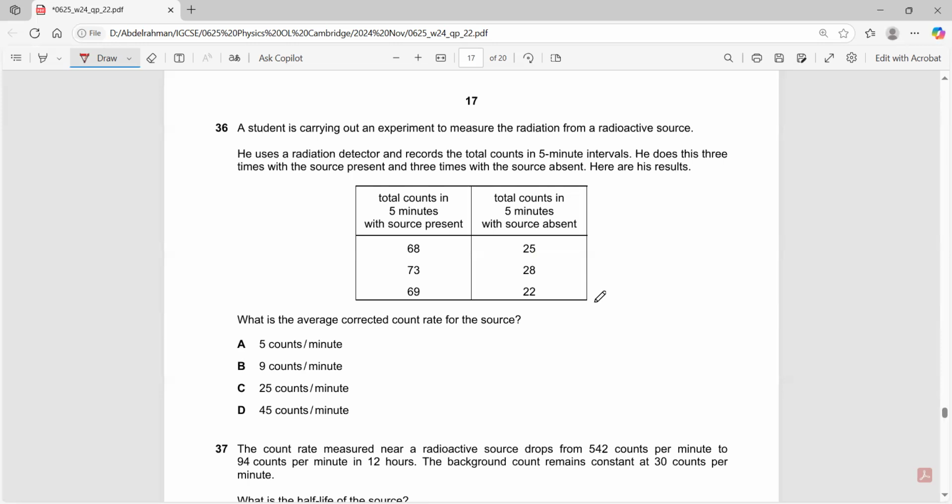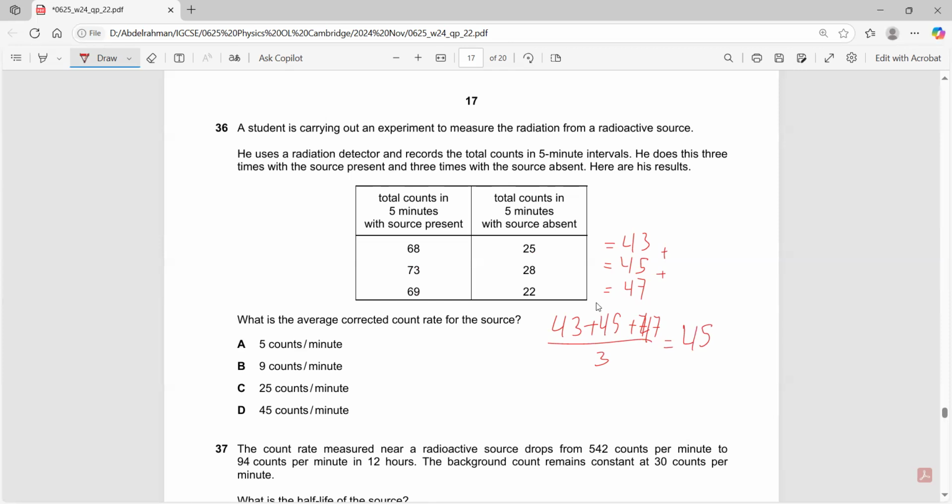Okay. So when you have the source present and the source absent, can I find the corrected count rate? Yes, I can. 68 minus 25, this is 43. 73 minus 28, this is 45. And 69 minus 22, this is 47. Can I find the average of these 3 results? Yes, I can add them. So 43 plus 45 plus 47 divided by 3, which is 45 counts, right?